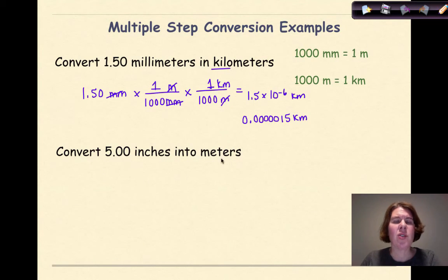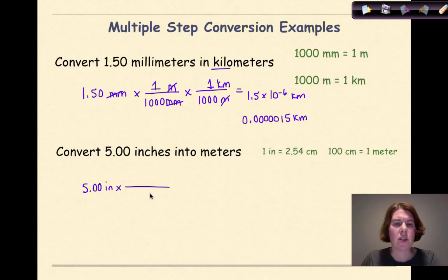Convert 5 inches into meters. Again, we're going to need some conversion factors here. I know that 1 inch is equal to 2.54 centimeters and that there's 100 centimeters in 1 meter. So like I've said before, the first thing that we're always going to do is start out by writing down our given. 5.00 inches, multiplication sign and a line.